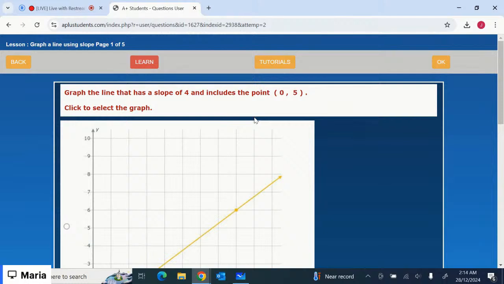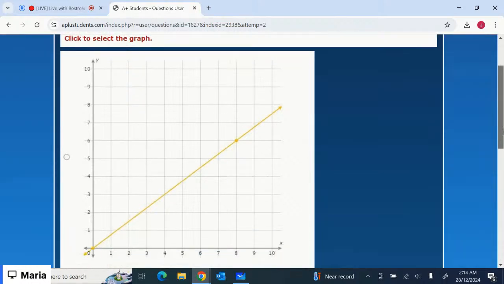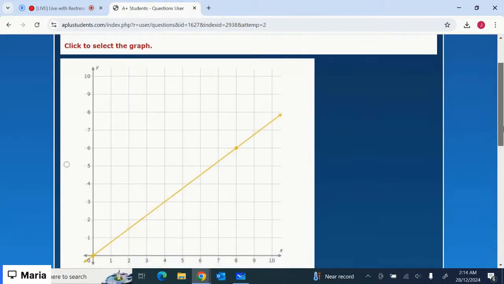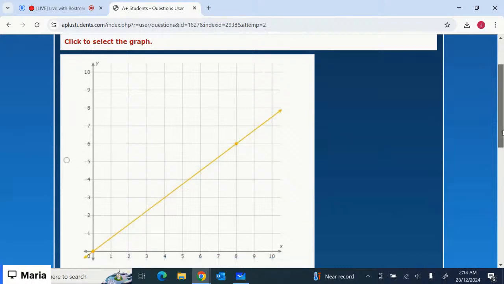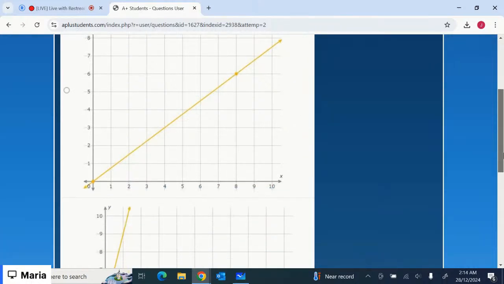Graph the line that has a slope of 4 and includes the point (0, 5). So you are given the slope, which is 4, and the point, which is (0, 5). You are given two graphs. Let's see which graph has the point (0, 5).